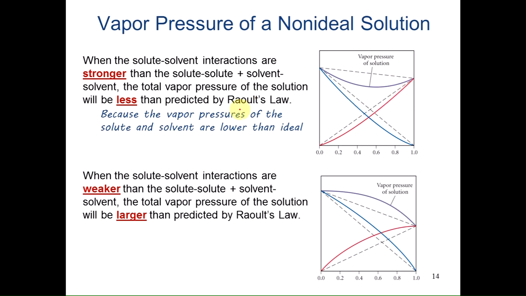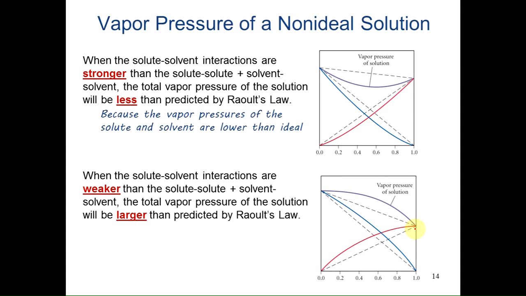Now when the solute-solvent interactions are weaker than the solute-solute and the solvent-solvent interactions, the total vapor pressure of the solution will be larger than predicted by Raoult's law, because now you've got less energy holding things together than beforehand. So if you've got less forces holding things together, more can evaporate. So you get a slightly higher vapor pressure than what you would expect from the ideal line.